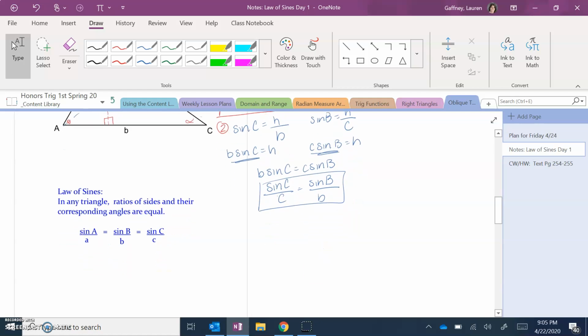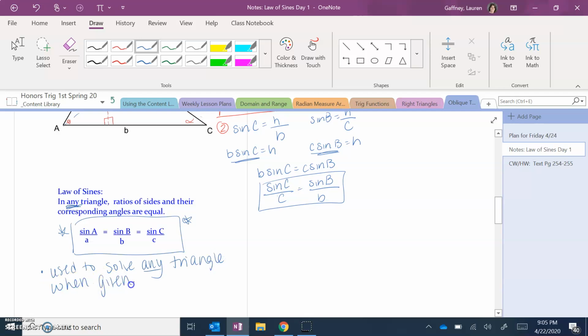Okay, so here, this is our law of sines. In any triangle, notice it doesn't say right triangles, the ratios of sides and their corresponding angles are equal. This right here is your law of sines. This is super important. This is used to solve any triangle when given two angles and a side.